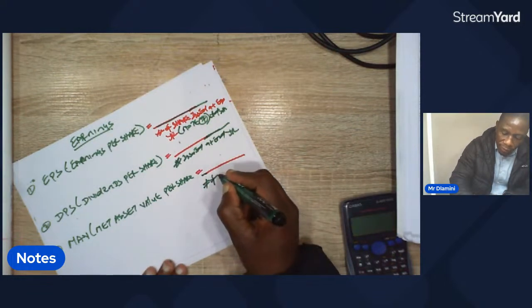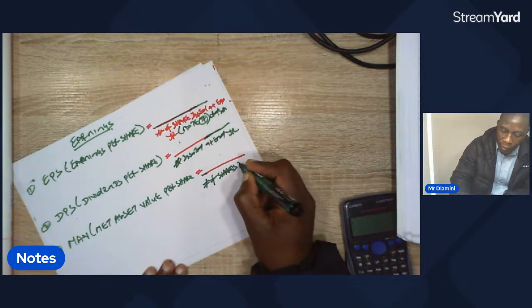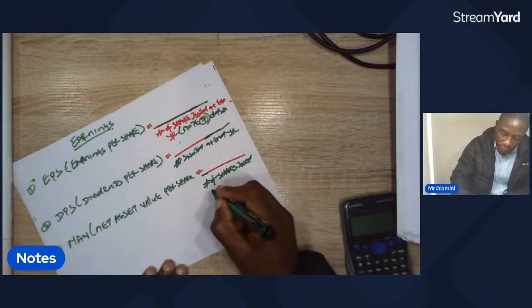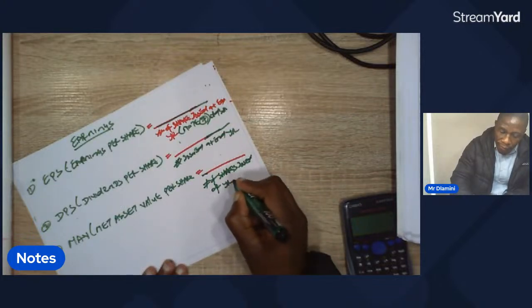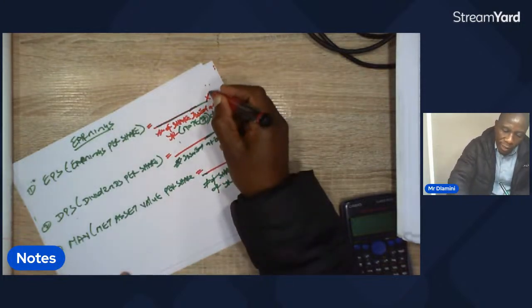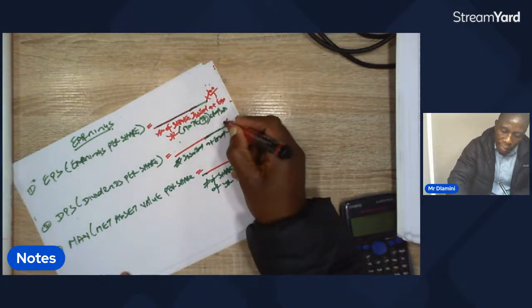Number of shares issued at the end of the year. That is common about these three ratios. The denominator is the same. And then you times by 100 over 1.